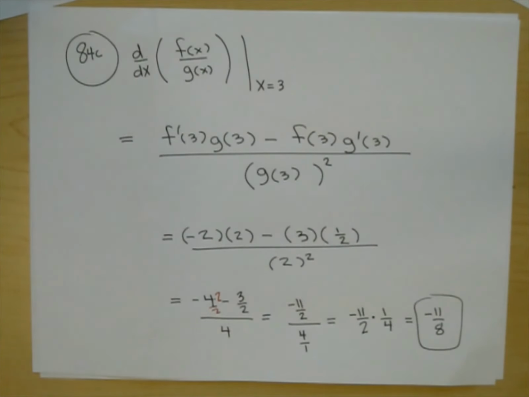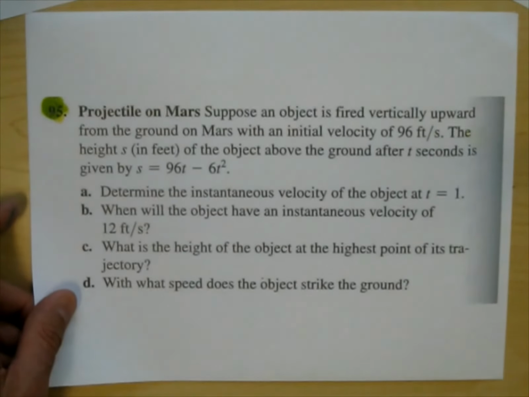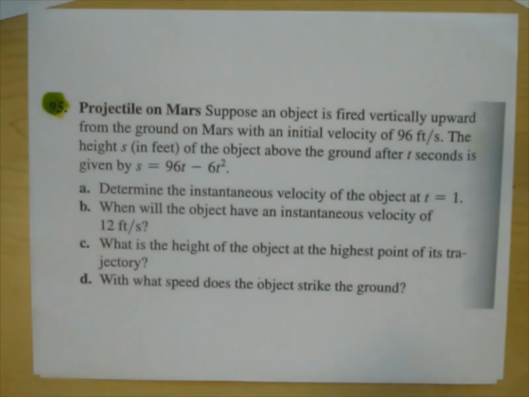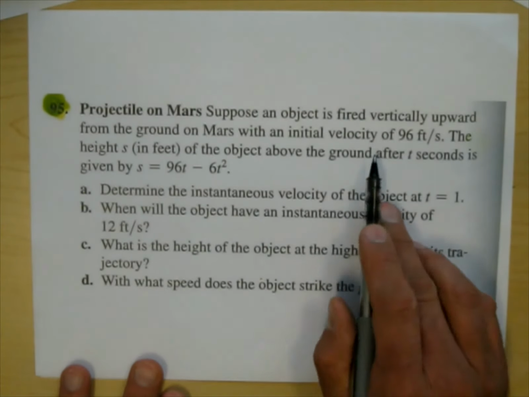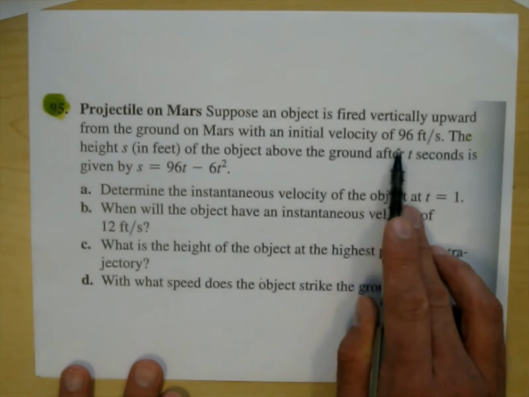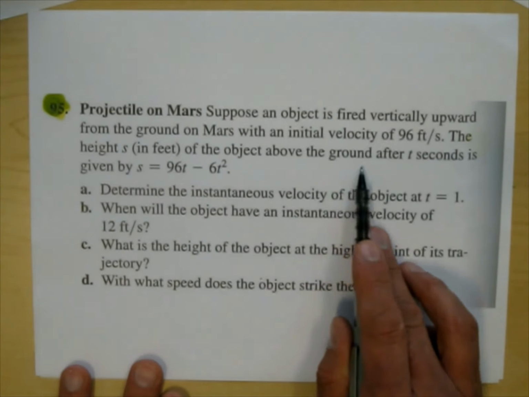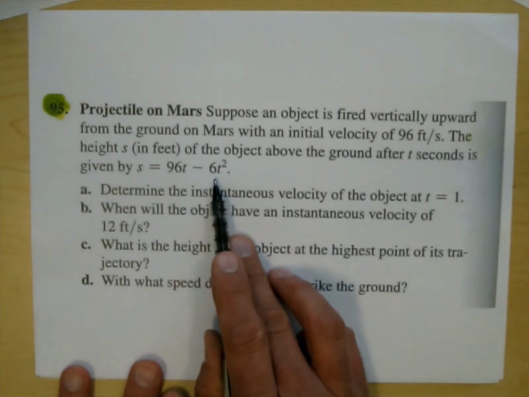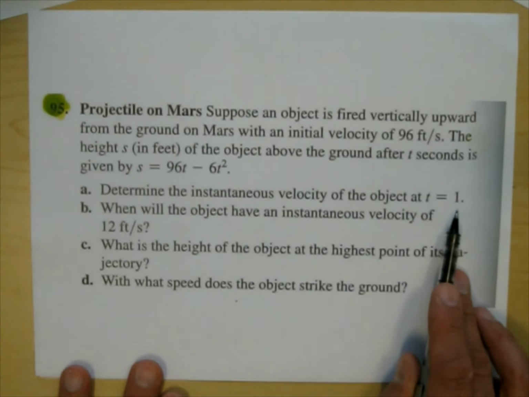Let's go ahead and do another problem here. So this comes from the review exercises as well. I haven't been putting RE on this. Projectile on Mars. Suppose an object is fired vertically upward from the ground of Mars with an initial velocity of 96 feet per second. The height s in feet of the object above ground after t seconds is given by this function. Determine the instantaneous velocity of the object at t equals 1.